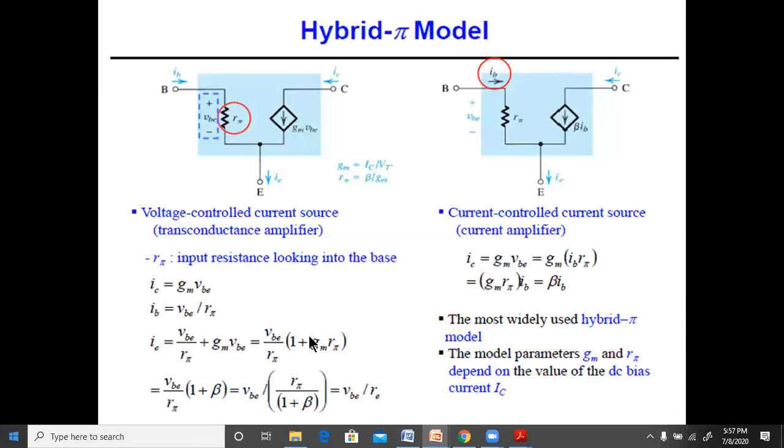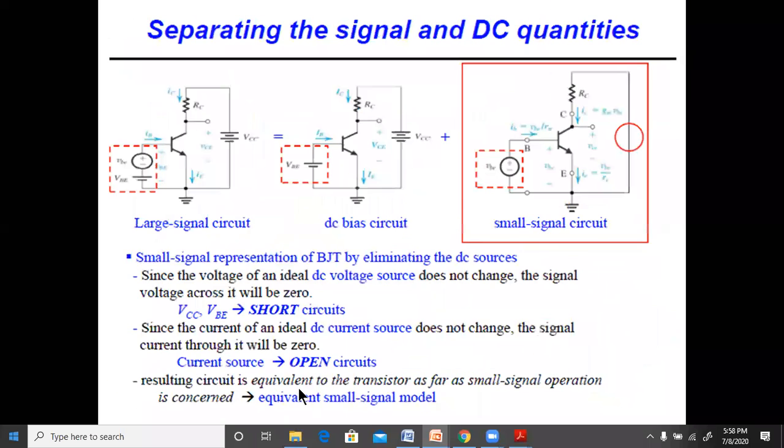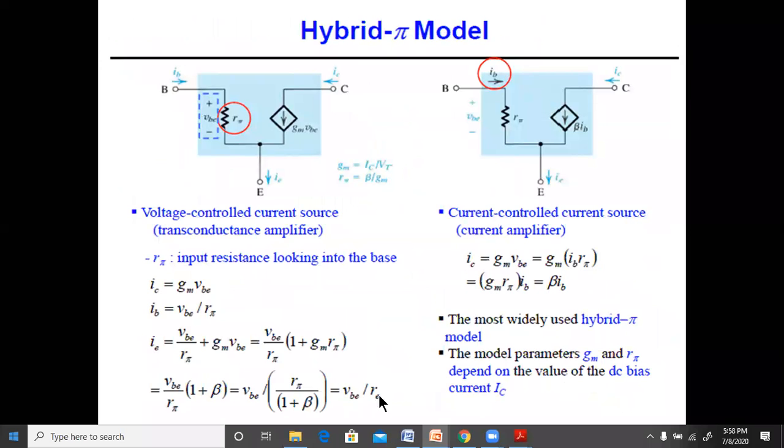GM R pi is nothing but the value beta. And we can take this numerator to the denominator, so it will become VB divided by R pi by 1 plus beta. This R pi by 1 plus beta we derived as RE in the last class. You can see this equation: R pi is equal to beta plus 1 RE. So RE will be equal to R pi by beta plus 1. So we can replace that as VB by RE. So IE is equal to VB by RE.